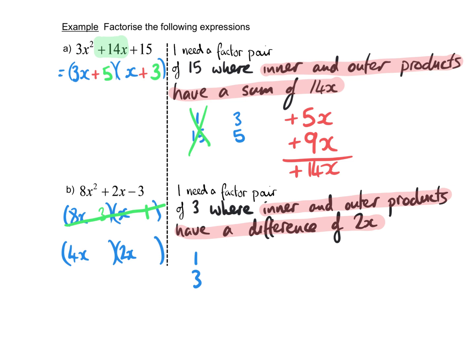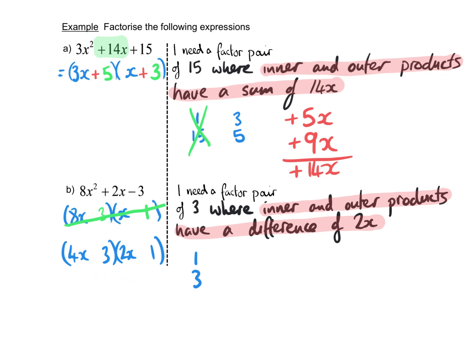So 3, oh, hang on, 3 and 1. So my inner product is 6x, 3 times 2. My outer product is 4x, so 6x and 4x, they do have a difference of 2x. This now means my numbers are in the correct place.